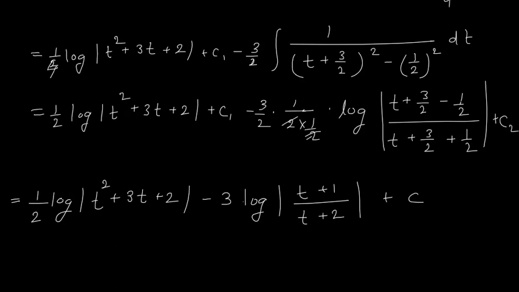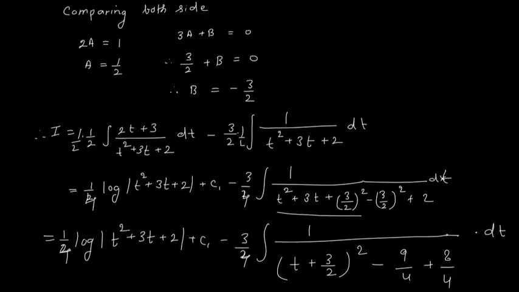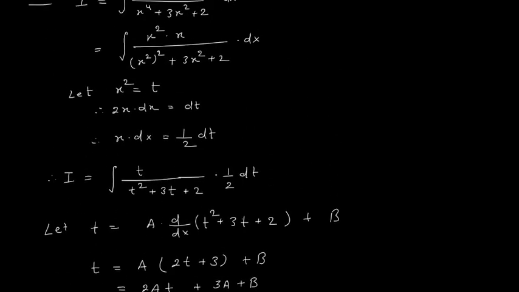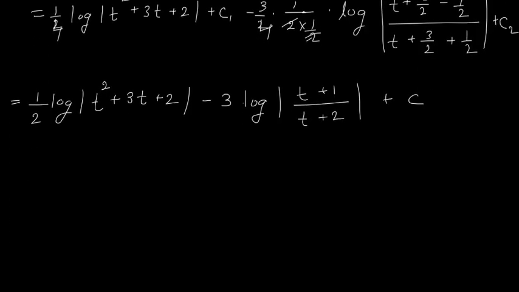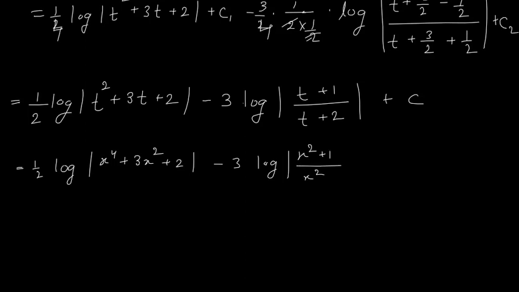this is how we got it. Now we have to replace this t with x square. t is x square. So finally we will replace. So this is half of log of x power 4 plus 3x square plus 2, minus 3 times log of x square plus 1 upon x square plus 2, plus c.